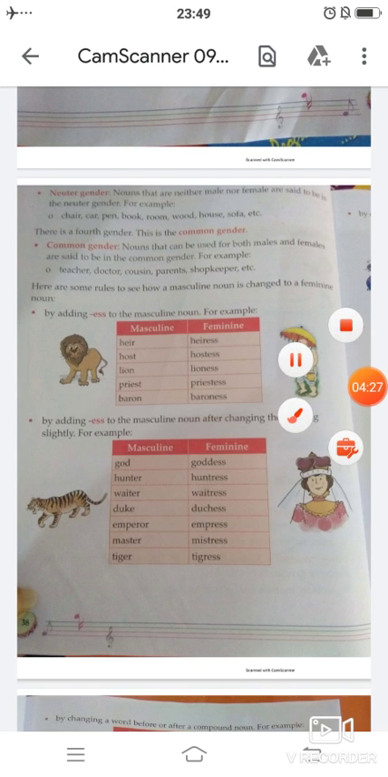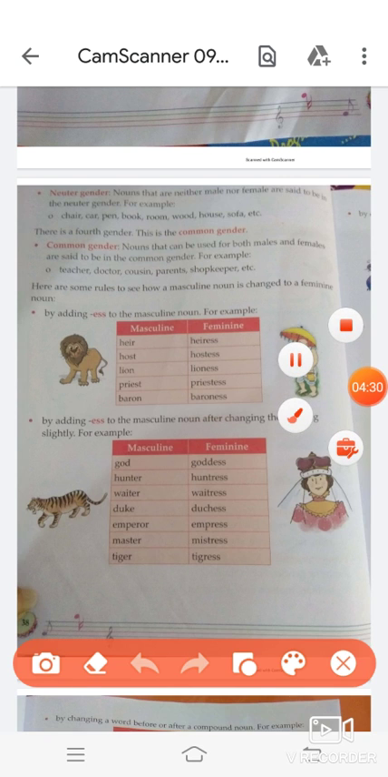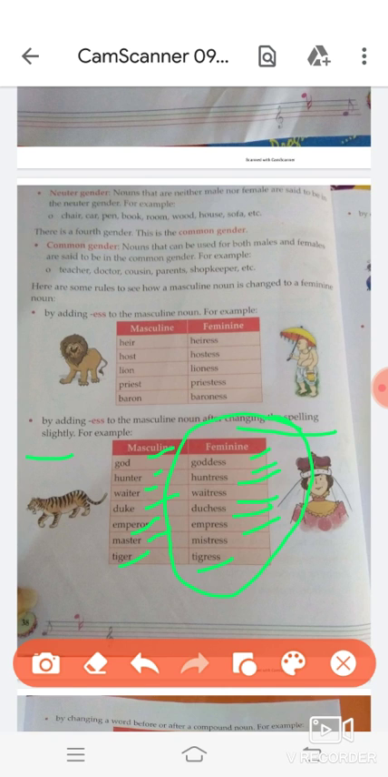Now the second rule is by adding ESS to the masculine noun after changing the spelling slightly. For example, god, goddess, hunter, huntress, waiter, waitress, duke, duchess, emperor, empress, master, mistress, tiger, tigress. Students, you can see we have made feminine gender by changing some spelling slightly to the masculine gender. You can see god, goddess.